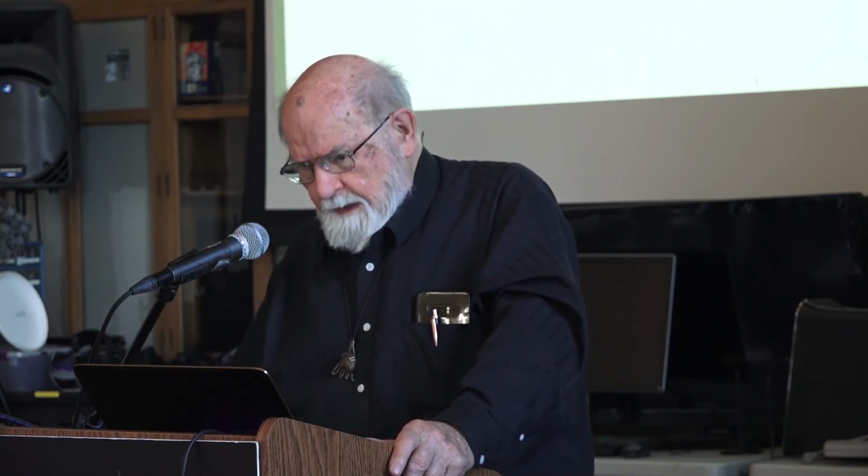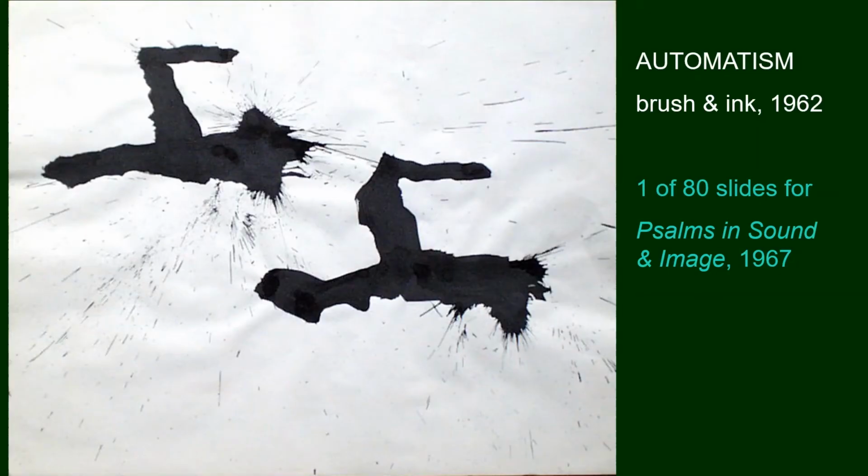Now, here's something very interesting about automatism. Automatism meaning, of course, self-making, automatic. Automatism, brush and ink, meant to draw or strike a brush stroke without thinking, without editing, automatic drawing. This is that kind of drawing. And what's interesting about it is I made drawings like this for my Psalms and Sound and Image, and these come from works I created when I was in Paris in 1962-63. So this would have been one of my 62 things. This is one of 180 slides in my Psalms.